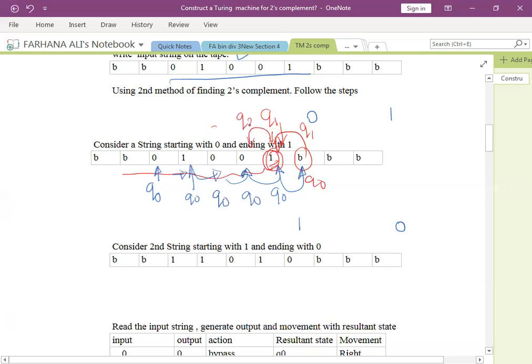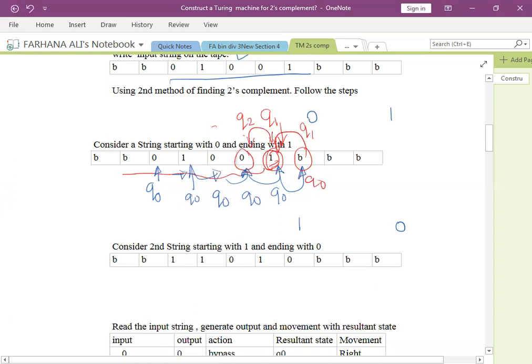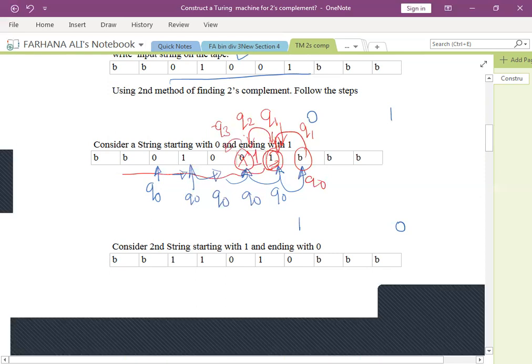It will be indicated by Q2. Now Q2 with all the strings, all the substrings present before this one will be converted into this one's complement. So that is indicated by the state Q3, and we will move towards the left hand side.